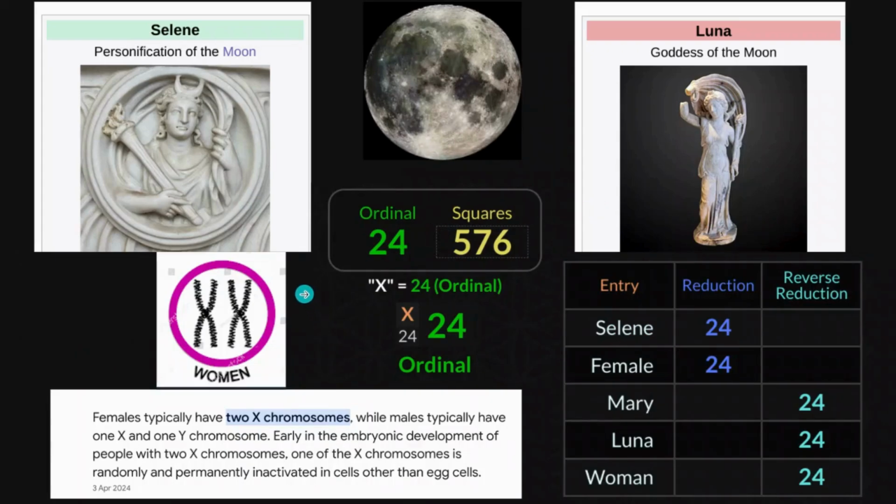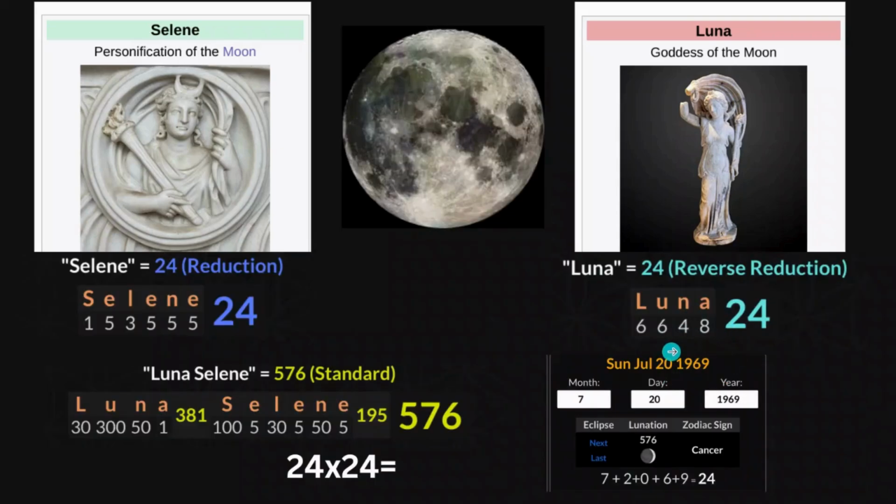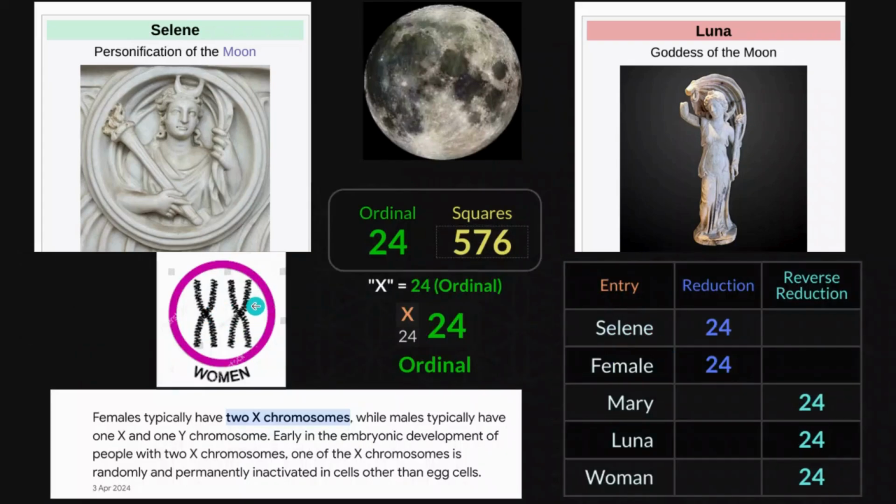So the female or the woman has two X chromosomes. And the X is the 24th letter. So therefore, X times X equals 576, which is again the moon landing lunation. Why do you think Elon Musk calls it SpaceX? Anyways, XX is the two chromosomes, and X is the 24th letter. And if you put the letter X in the gematria calculator and use the square cipher, you're going to get 576, which is 24 times 24. Again, that's the lunation of the moon landing.